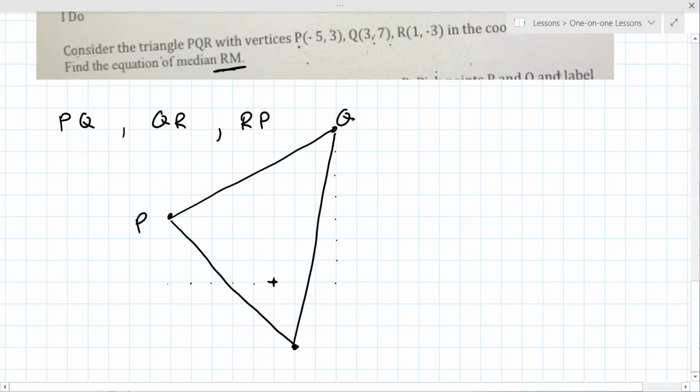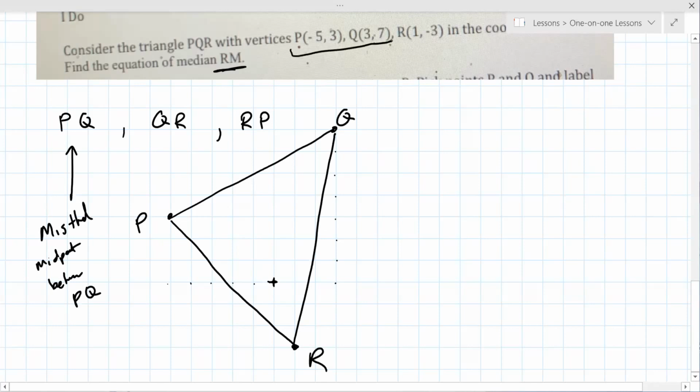P, Q, and R. It wants RM. That means it's starting at R and going to M. So M is up here somewhere. M is the midpoint between P and Q. So what I'd like you to do is find the midpoint between those two ordered pairs, please, just like you did in the previous problem.